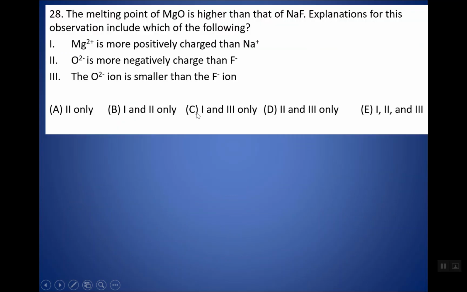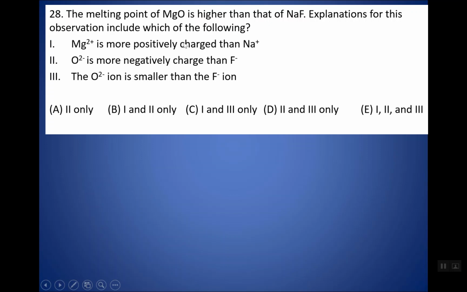Take a moment, try this example, and then check your work. The melting point of magnesium oxide is higher than that of sodium fluoride. Explanations might include which? Now notice these are both ionic compounds, so we're talking in terms of force of attraction of these ions. We're talking Coulombic force of attraction, explaining in terms of charge or distance. So anything that would make it have a higher lattice energy would also increase the melting point.